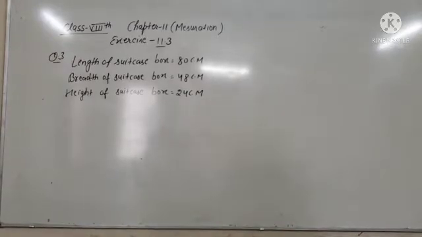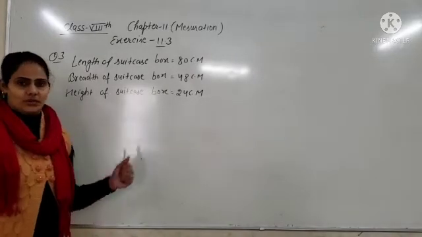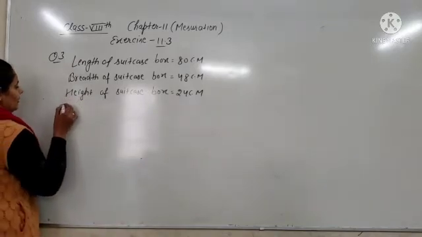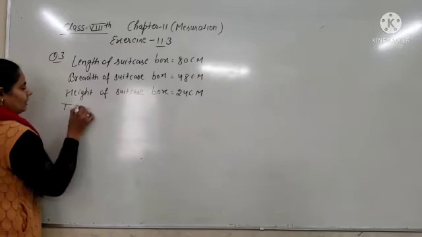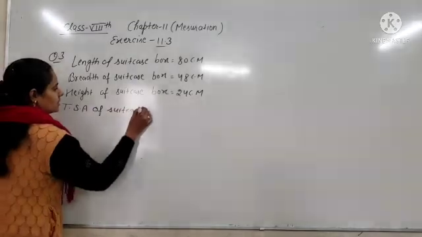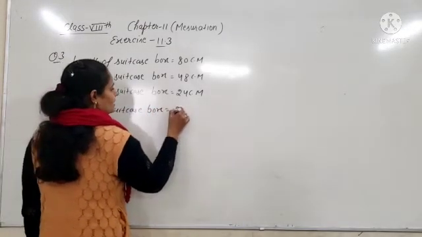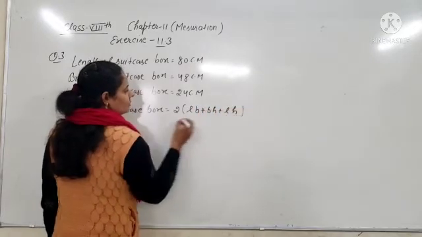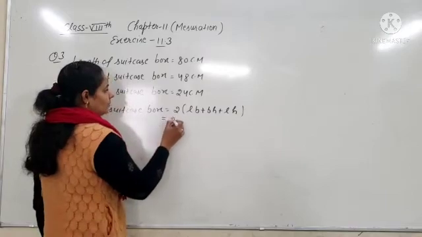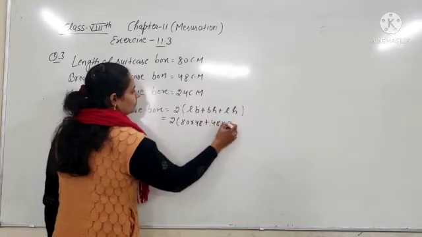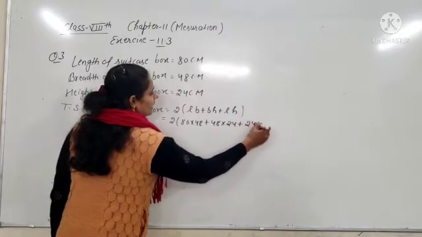Okay, so you can see what is given. Length of the suitcase box is 80 centimeter, breadth is 48 centimeter and height is 24 centimeter. So first of all you will find out the total surface area of the suitcase box. So what will be the total surface area? Same, twice of length into breadth plus breadth into height plus length into height, 2 into (LB + BH + LH). Now put the values: 80 into 48 plus 48 into 24 plus 24 into 80.